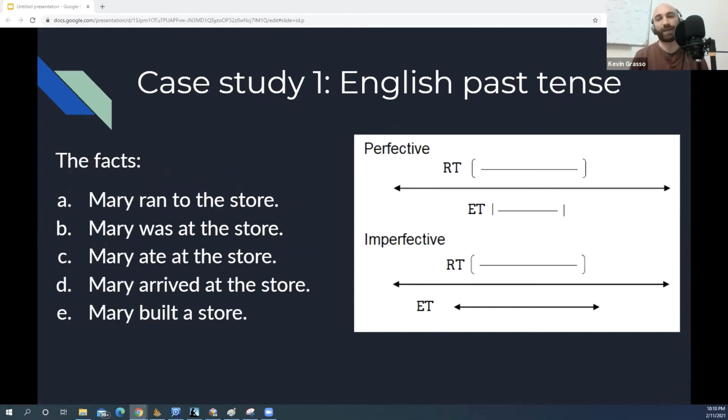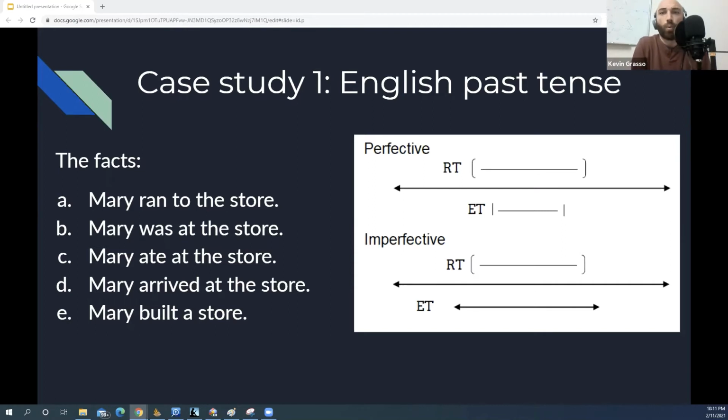So let's just go through some facts, right? These are very bare minimal facts. Okay. Mary ran to the store. Mary was at the store. Mary ate at the store. Mary arrived at the store. Mary built a store. Okay. So here we have some different predicates. So this is the kind of thing we want to look for.